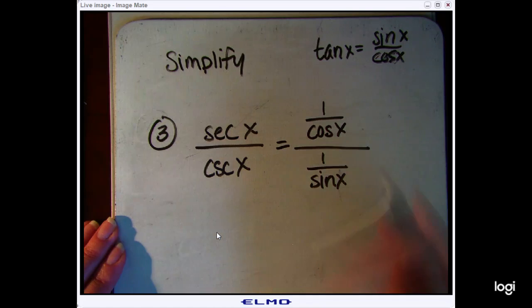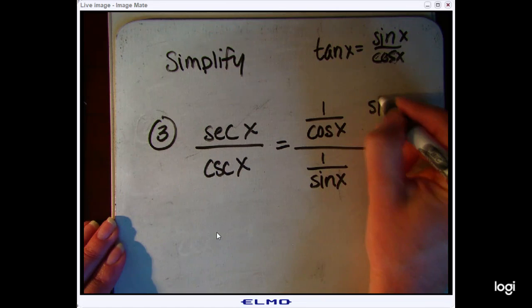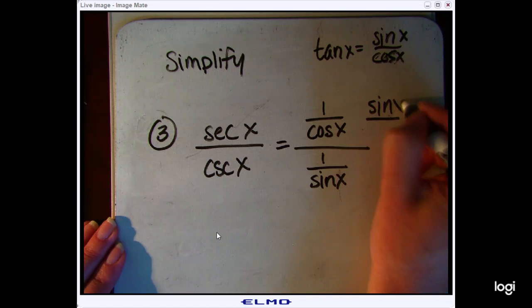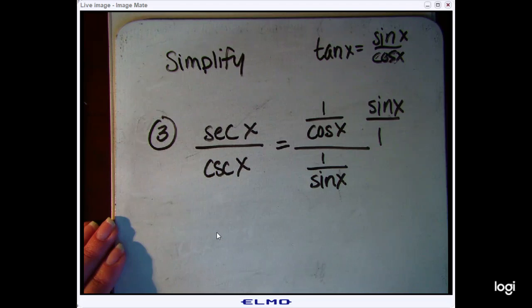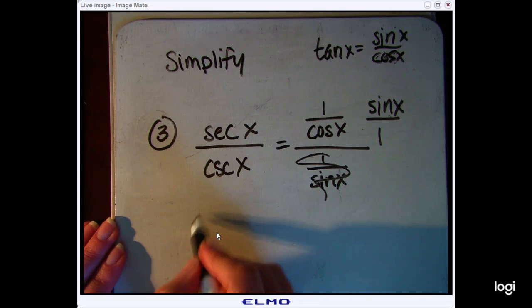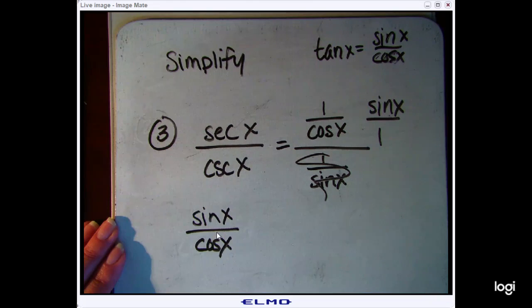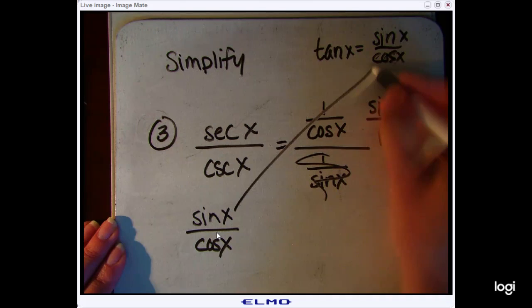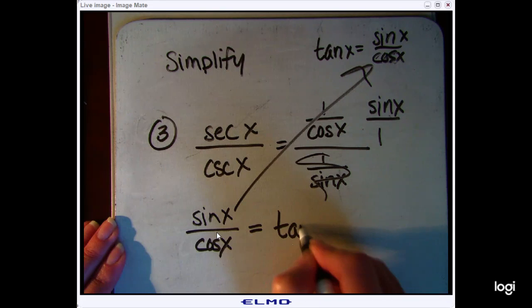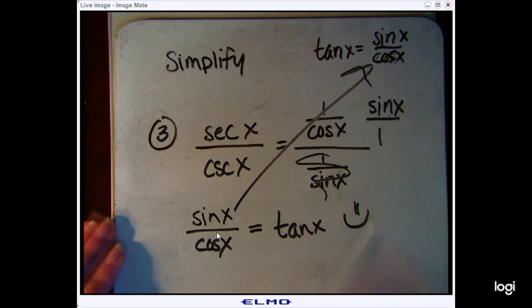How do we divide by a fraction? Flip and times. Nothing cancels this time. I am left with sine of x over cosine of x. That should look familiar. This simplifies to tangent of x. And we've simplified that problem.